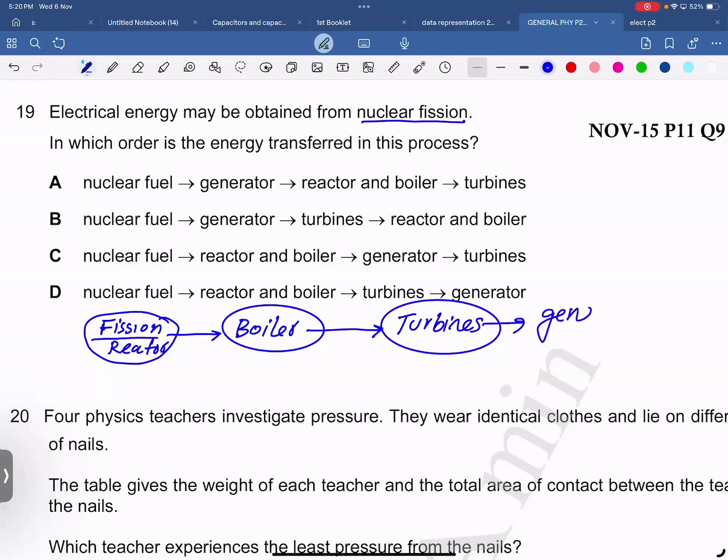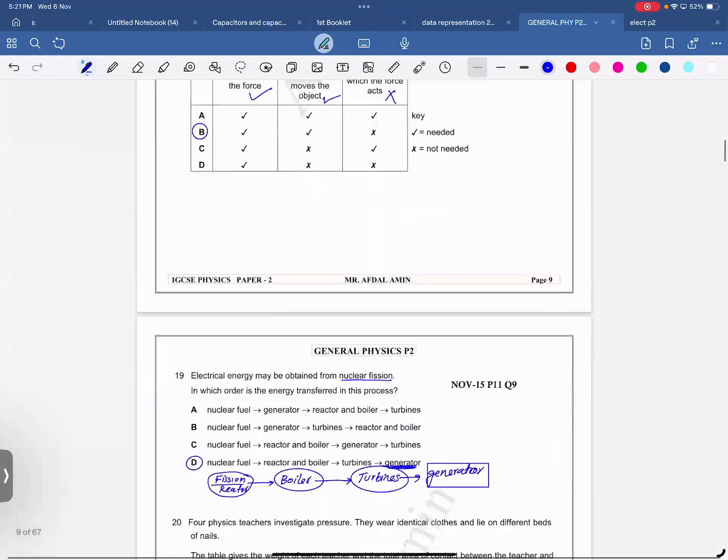So finally, any power station other than solar, eventually you should have a generator. The only option which has a generator at the end is option D. In the remaining options, the generator is not the last thing. All power stations have a generator at the end. Option D. Question number 20.